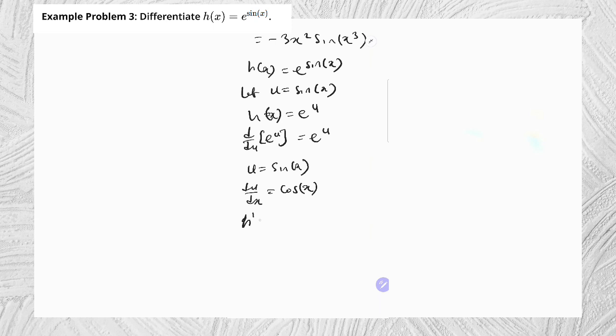Now, when you differentiate h of x, you will get the exponential raised to power u times du dx. All you have to do now is substitute u is equal to sine x and du dx is equal to cos x, and you are going to get e raised to power sine x times cos x as your final answer.